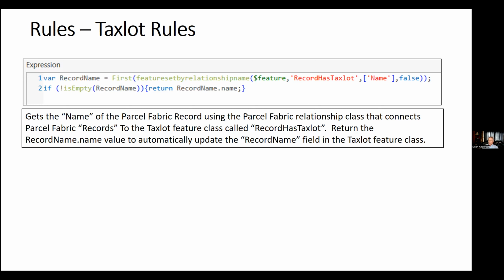Again, I just copied and pasted this. Amir has this on the community page, which is pretty cool. And it just returns the record name and automatically does the update. And I've got record name as a field. That way, anytime I add a new tax lot, it just updates and it knows the record name it's associated with. And I thought that was a very cool rule, and we've added it to our list.